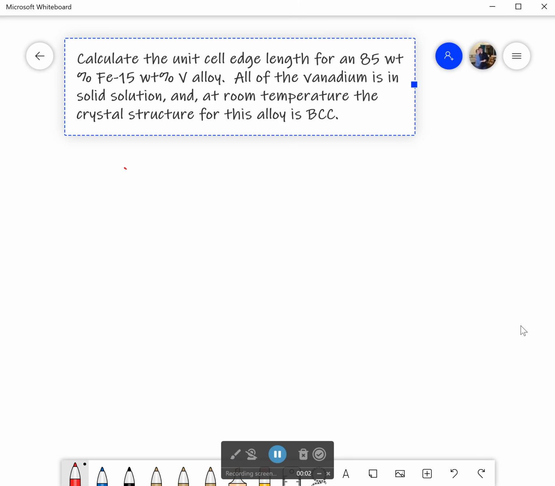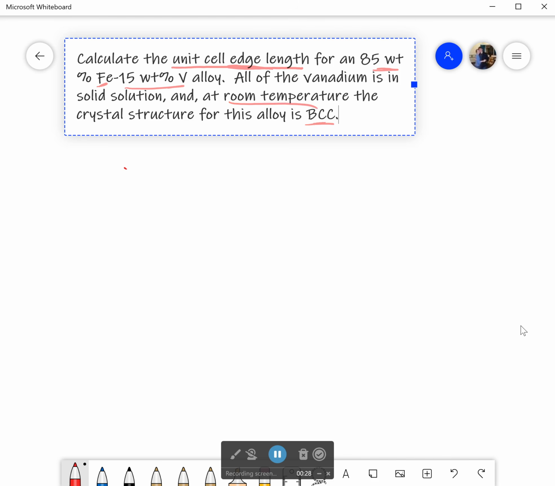We're going to try a kind of strange problem this time, and then we're going to calculate the unit cell edge length for a solid solution. So we're going to have 85 weight% iron with 15 weight% vanadium. And all that vanadium is in a solid solution, and it's all at room temperature, and the crystal structure for this alloy is BCC, body-centered cubic.